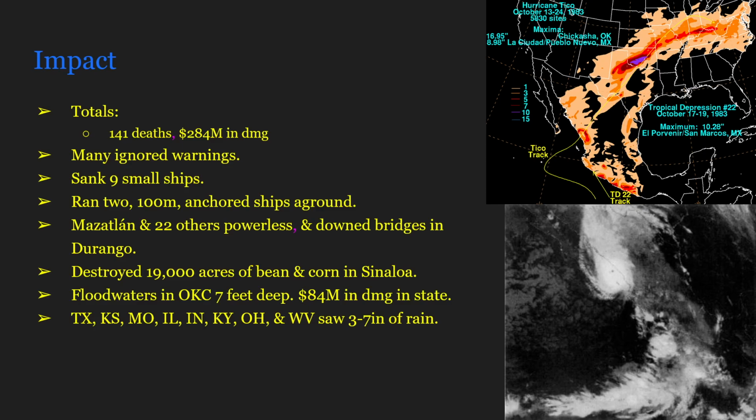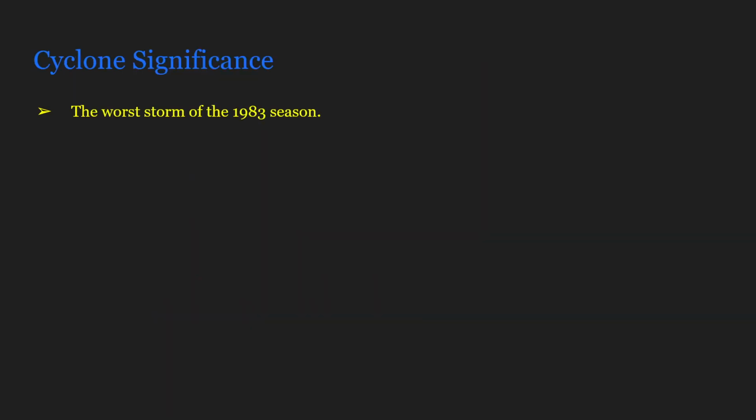The states of, this is a lot here: Texas, Kansas, Missouri, Illinois, Indiana, Kentucky, Ohio, and West Virginia all saw rainfall of around 3 to 7 inches in varying parts of the states from Tico's remnants before we do see the track here in yellow before Tico finally dissipating in Ohio. That is an insanely wide swath of rainfall and a pretty long life as well. Straight up, Tico is the worst storm of the 1983 season. Definitely in terms of wind speed, not in terms of dollars in damage though.